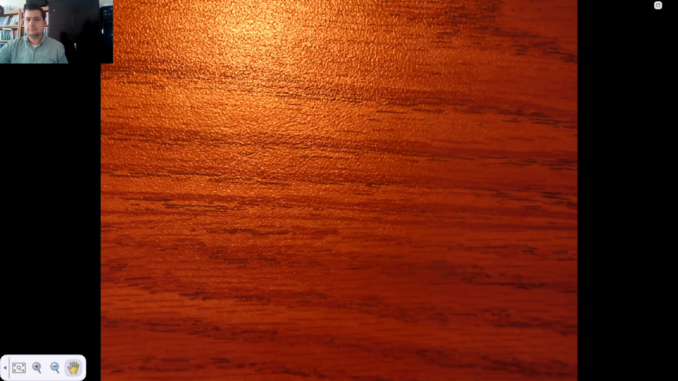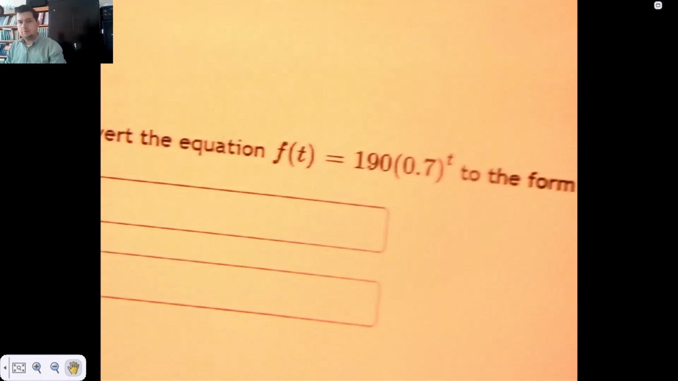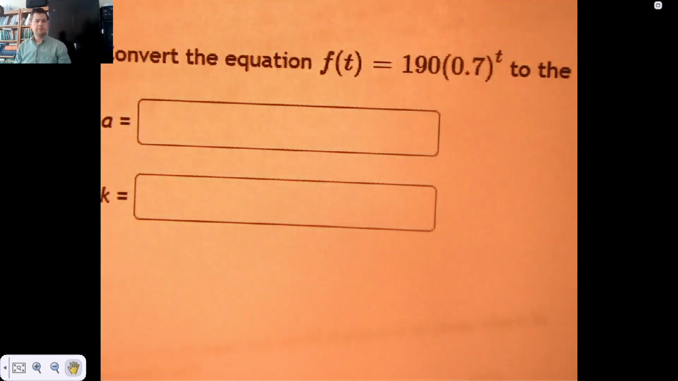Why is my screen orange here? It's just weird. Okay, that's a little wider. Boy, that's really got an orange tint to it, doesn't it?